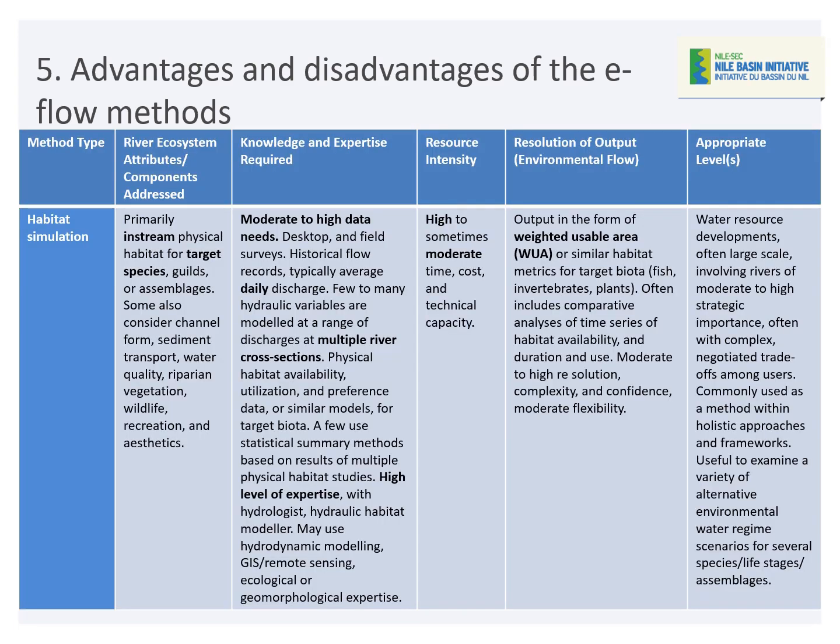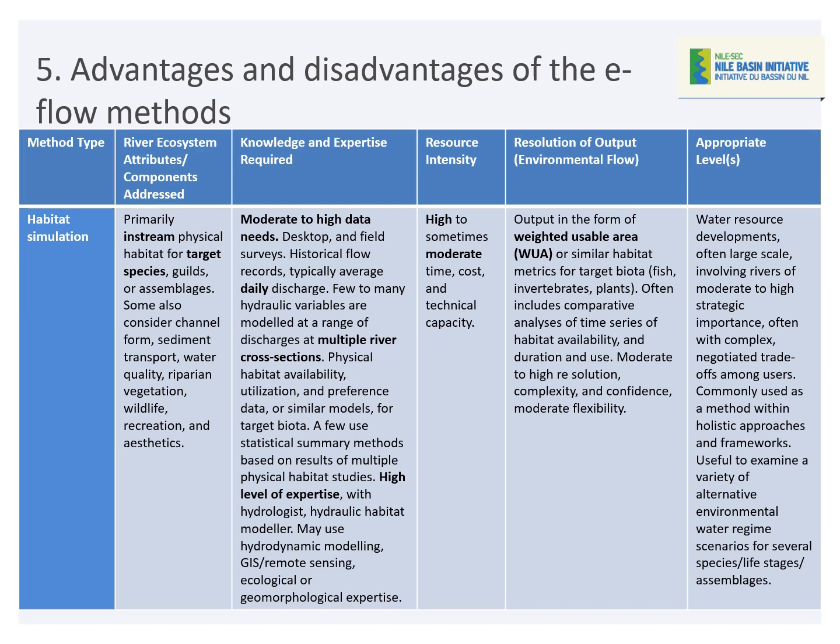Next, we'll move on to habitat simulation methods. They are primarily in-stream physical habitat assessments carried out for target species, guilds, or assemblages. Some also consider channel form, sediment transport, water quality, riparian vegetation, wildlife, recreation, and aesthetics. The knowledge and expertise required includes moderate to high data needs for desktop and or can include field surveys to collect real data to establish those flow ecosystem relationships.